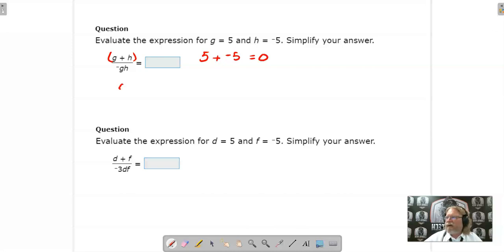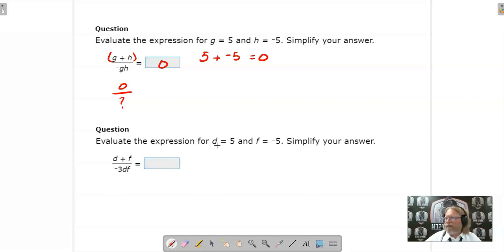Outstanding. I don't have to go any further, because I know that 0 over anything is going to equal 0. Anytime you divide 0 by anything, the answer is going to be 0. So once I got 0 for the numerator, I know I'm good to go. I don't have to work the rest of the problem. That's probably why I put that one in for an example.